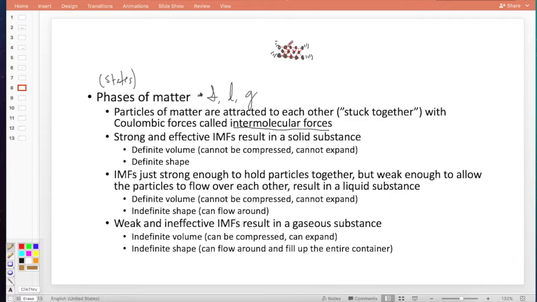I'm diagramming in red right now. Weak attractive force is locking the particles in place. That's called an intermolecular force. You'll see here that I've also called it a Coulombic force. Does that ring any bells? It is a force that is governed by Coulomb's law.